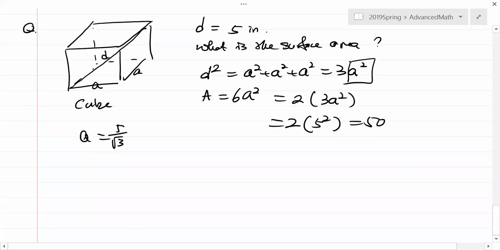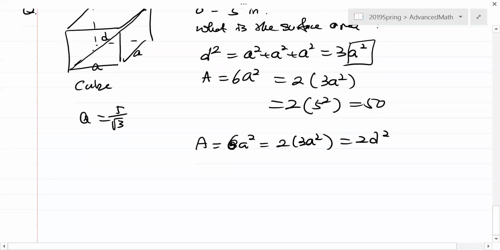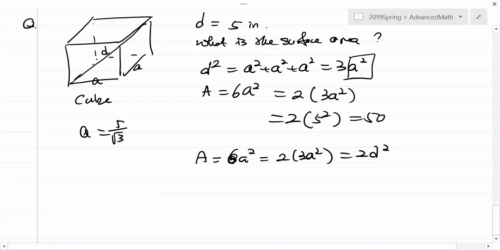A good student will say, hey, I have a new formula. The new formula says that the surface area, which is 6A square, will be 2 times 3A square, which is 2D square. So the relationship between the area and the length of the diagonal, there is a direct relationship now. So this is a new formula you can find. And if you have a good memory, you can just memorize it. So I want to see, not only do you solve the problem, you can also derive a new formula never mentioned in the book. Then you're a super good student. You have the potential to become a mathematician.